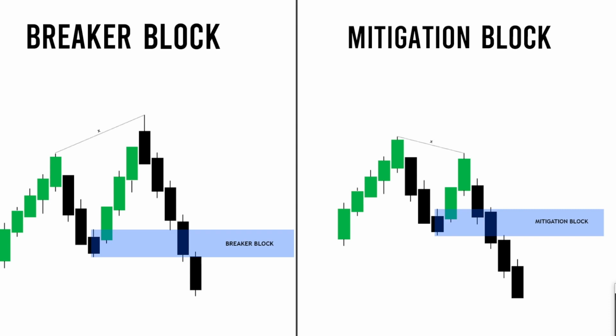In today's video, I will be going over the ICT mitigation block. A mitigation block is a block that forms when a market structure shift is created, much like the ICT breaker block. Actually, I think the only difference between a breaker block and a mitigation block is that on a breaker block, you have a high and a higher high, and then a market structure shift. On a mitigation block, you would have a high, a higher low, and then the market structure shift. This is a bearish mitigation block example, of course.